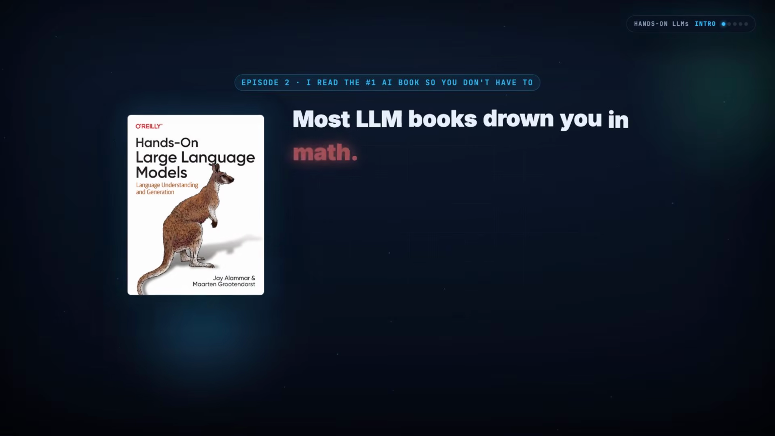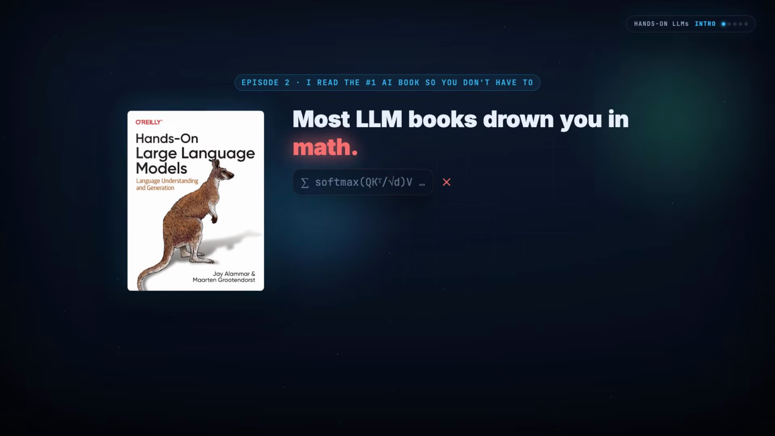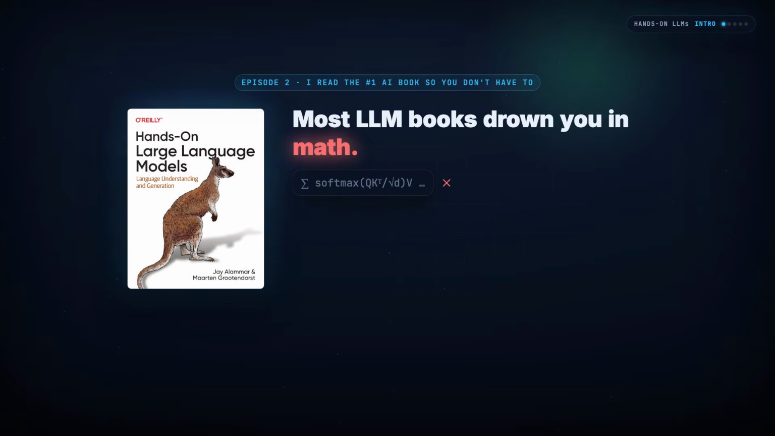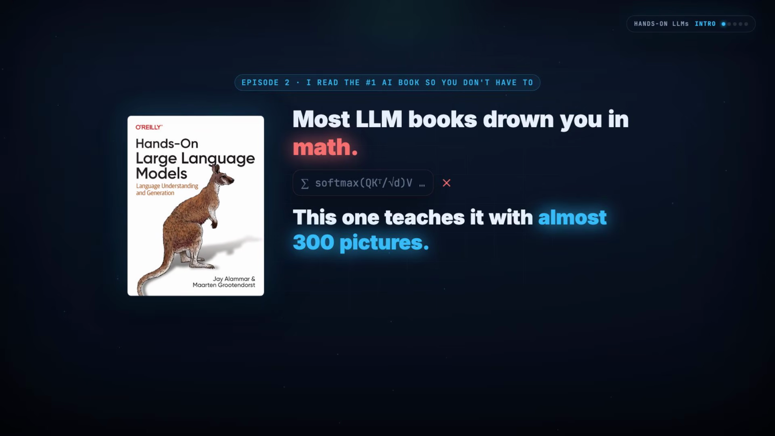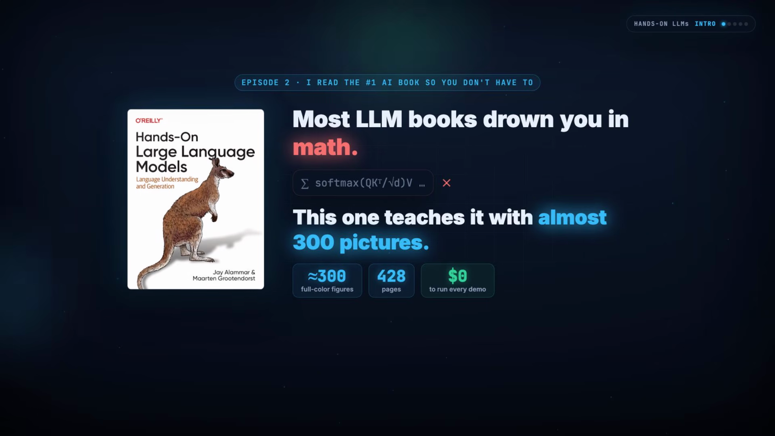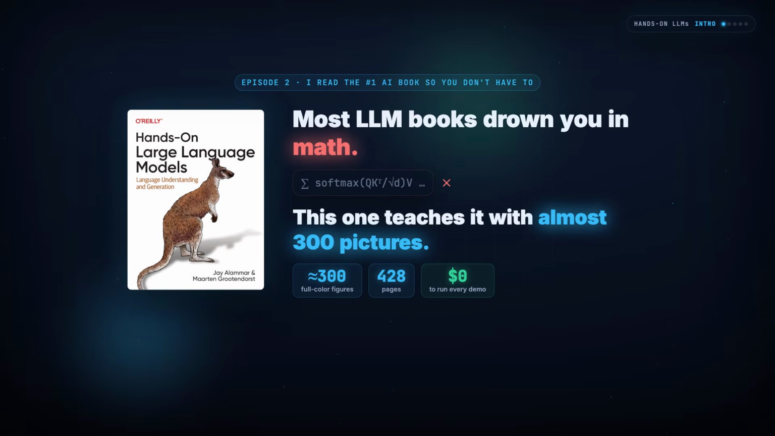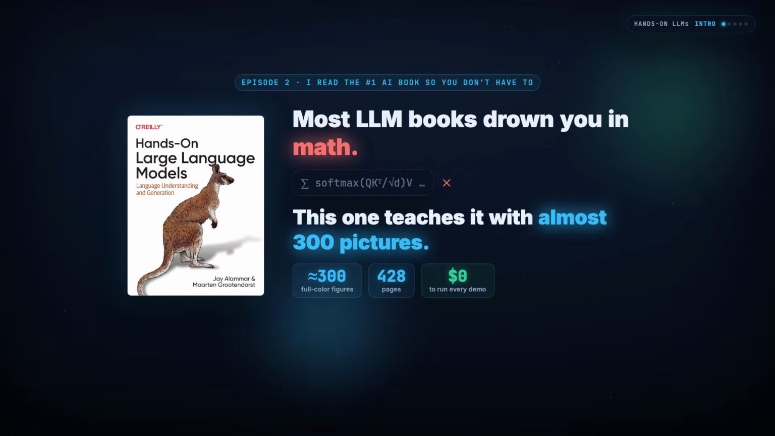Most books about large language models try to explain them with walls of math, equations, matrices, summations, and your eyes glaze over by page 10. But there's one book that does the opposite. It explains how these models actually work using almost 300 hand drawn pictures. No heavy math, just diagrams that finally make it click.